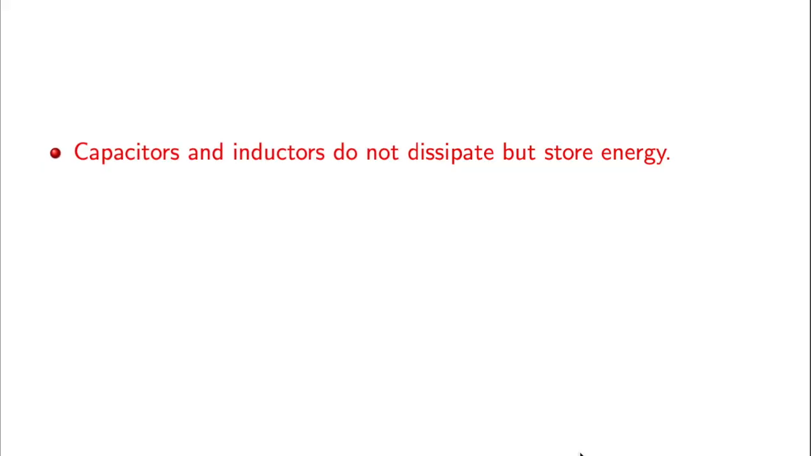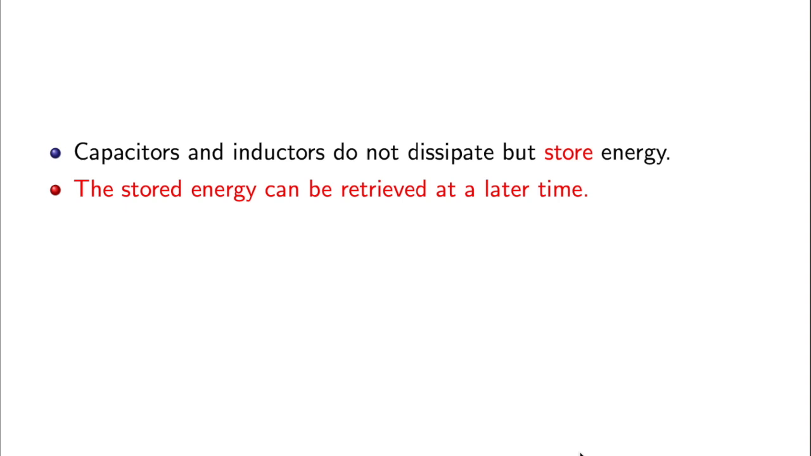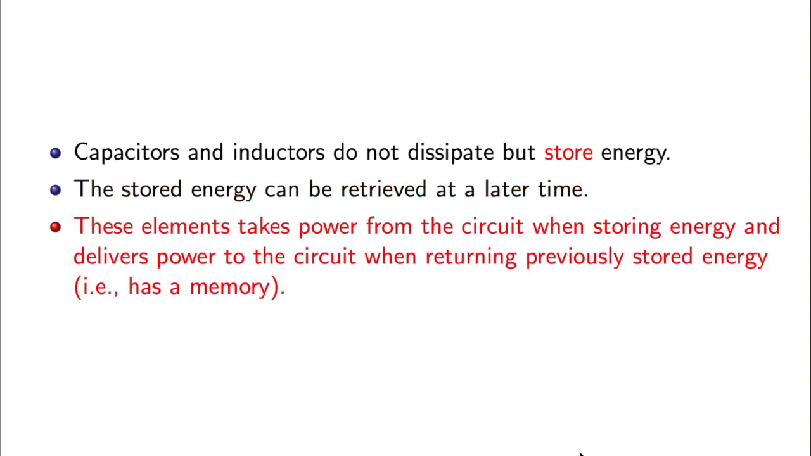Capacitors and inductors are also passive elements, but they have different behavior than the resistor. The resistor is continuously absorbing power and dissipating energy, whereas capacitors and inductors do not dissipate the energy but store it. The inductor stores the energy in the magnetic field, and the capacitor stores the energy in the electric field. This stored energy can be retrieved at a later time instant as and when needed, or the way we are controlling the circuit.